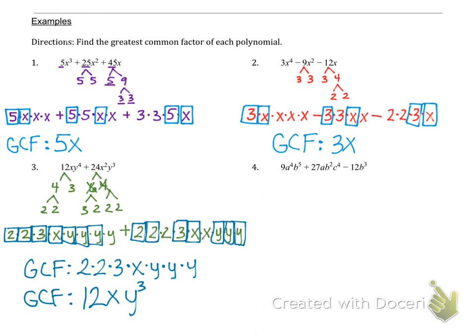Let's try our last problem, number 4. We're going to do the same thing. So 9 into 3 times 3. 27 breaks up into 9 times 3 and 3 times 3. And 12 breaks up into 4 times 3 and then 2 times 2.